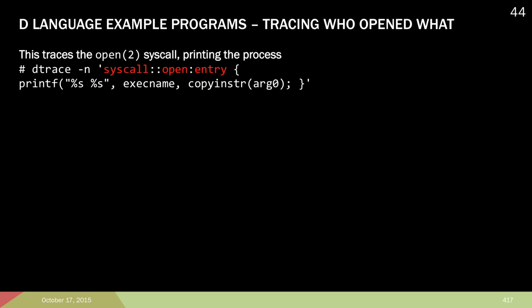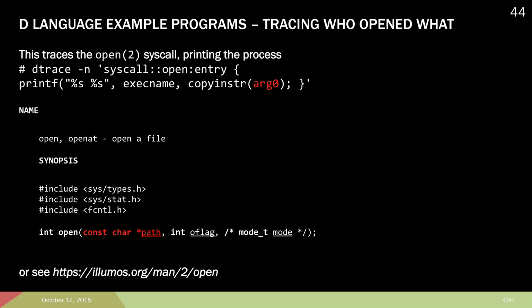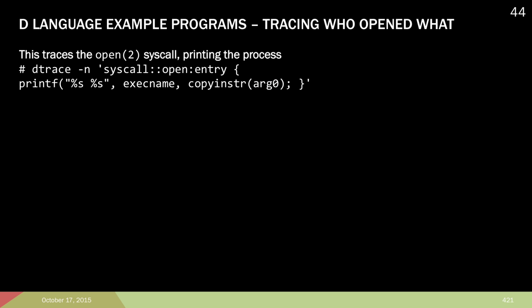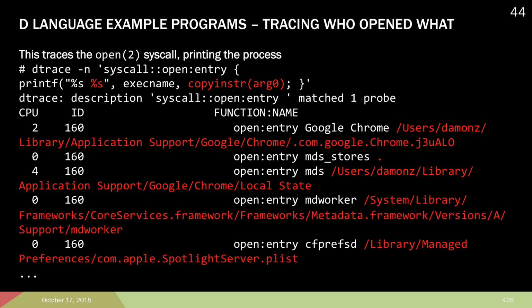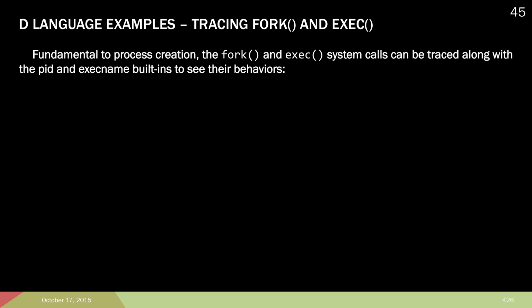The probe fires every time we enter the open system call. When an open happens, we print the application name and path. We know arg0 is the path because we look up the open system call's arguments in its man page. Let's run the script. We see the default probe output, the name of the application, and the path the process wants to open.